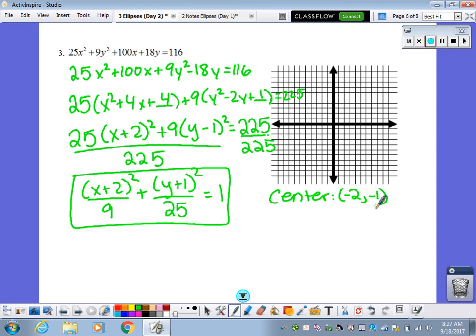Which we can graph here, -2, -1. Again, our bigger number is underneath the y, which gives us a vertical ellipse. So we know our a is equal to 5, and our b is going to be equal to 3. We go up 5, 1, 2, 3, 4, 5. We go down 5, 1, 2, 3, 4, 5. We go right 3, 1, 2, 3, and we have our ellipse.